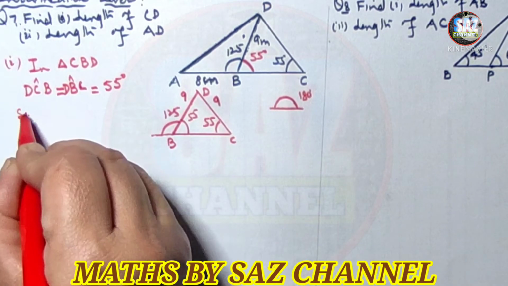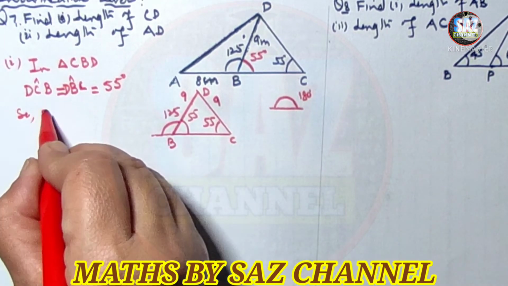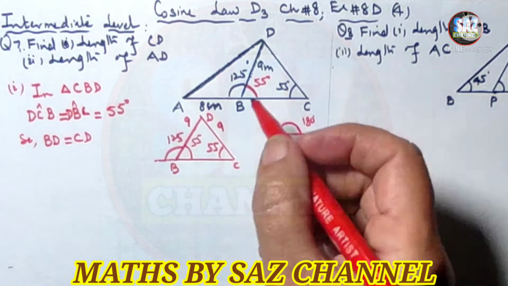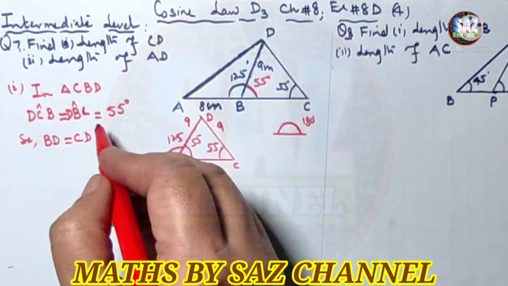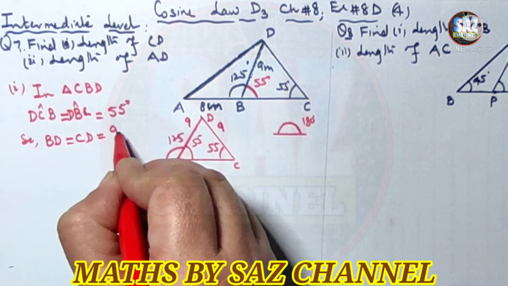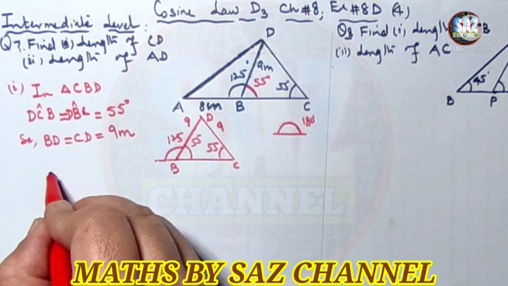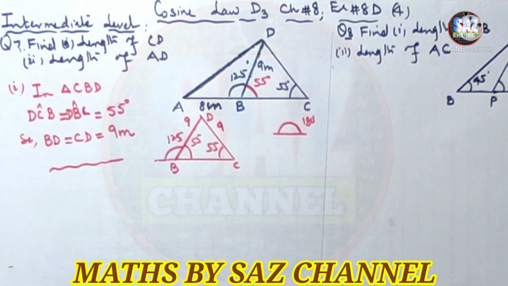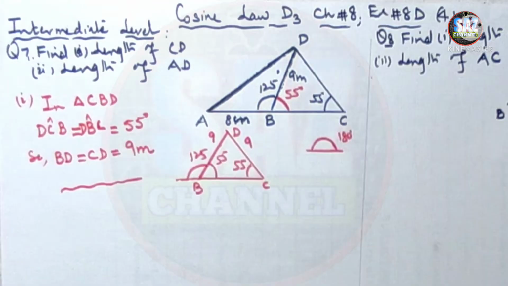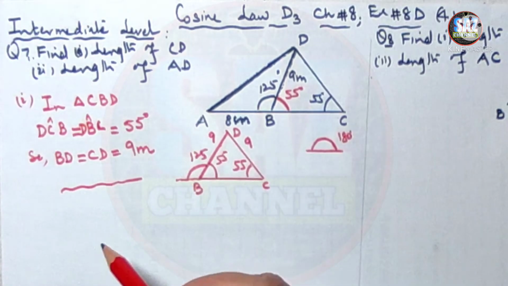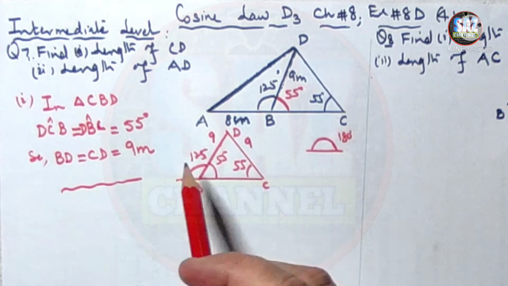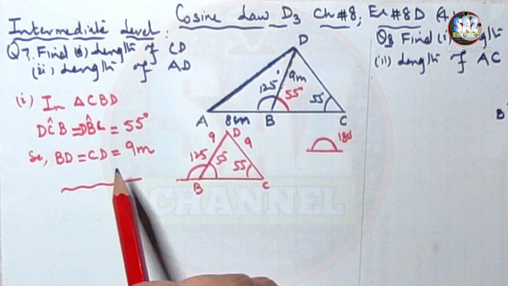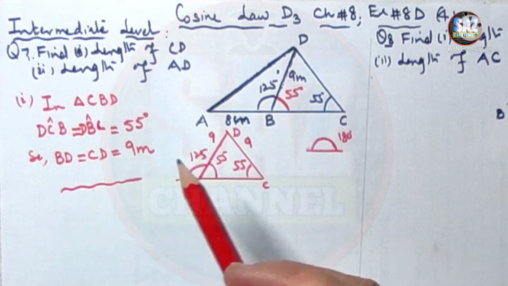So BD equals CD, and BD is already given in the question, which is 9 meters, and which is the requirement of the question. Look, students, how easily we are using the previous concept and we are finding the value of this unknown. So integration of the concept with the previous lesson is compulsory. This concept of isosceles triangle we have studied in D1, so basic concepts of D1 must be strong.